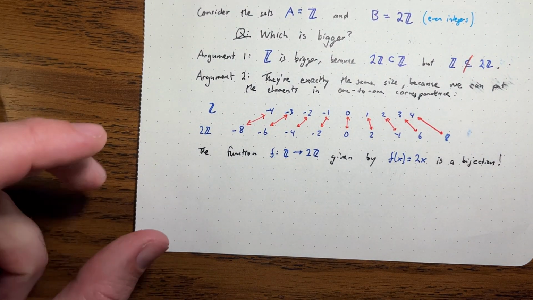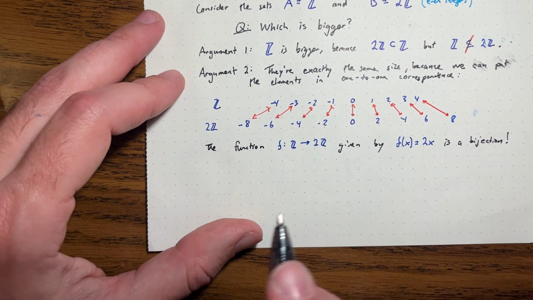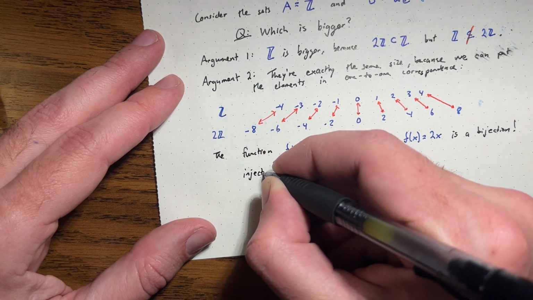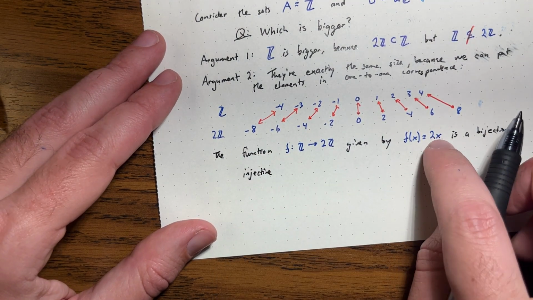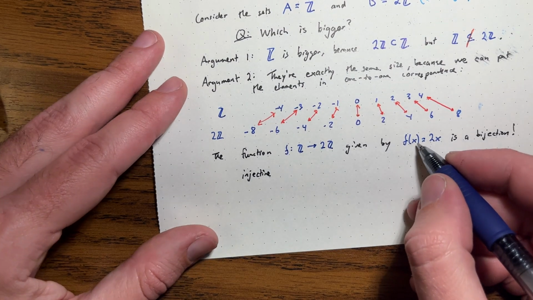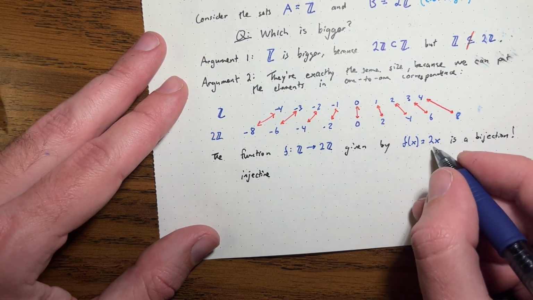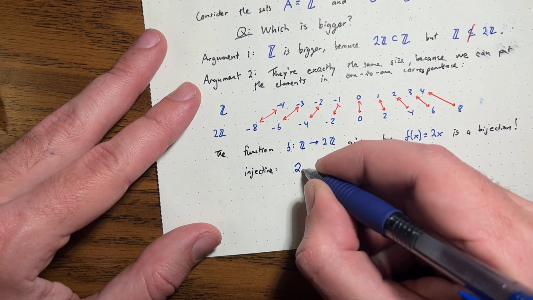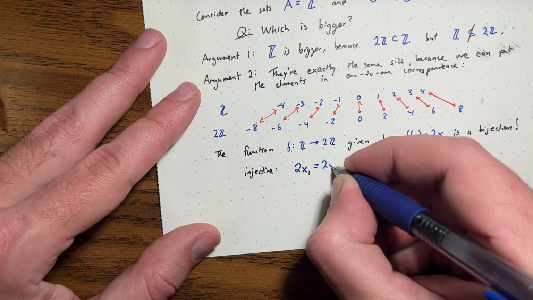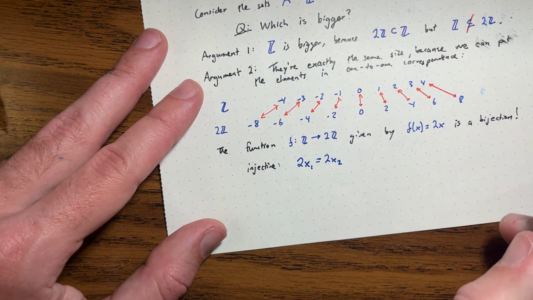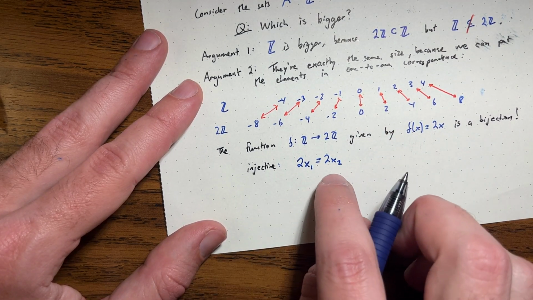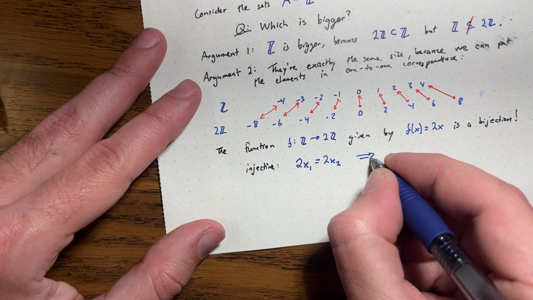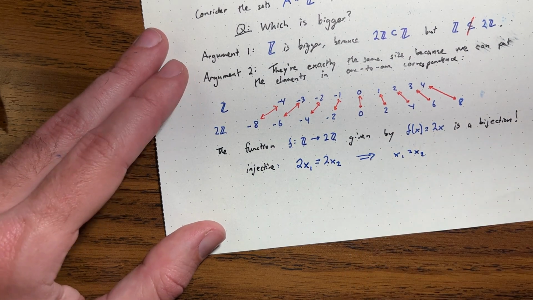Let's quickly prove that it's a bijection. How do we prove something is a bijective function? We have to prove that it's injective and surjective. So to prove it's injective, we start by taking two elements, x1 and x2, and we look at f(x1) and f(x2). Here's what we're assuming: that f(x1) is equal to f(x2). So 2x1 is equal to 2x2. And we want to show that x1 equals x2. But that's clear here. I just divide by 2, and I get x1 equals x2. So that just proves it's injective.